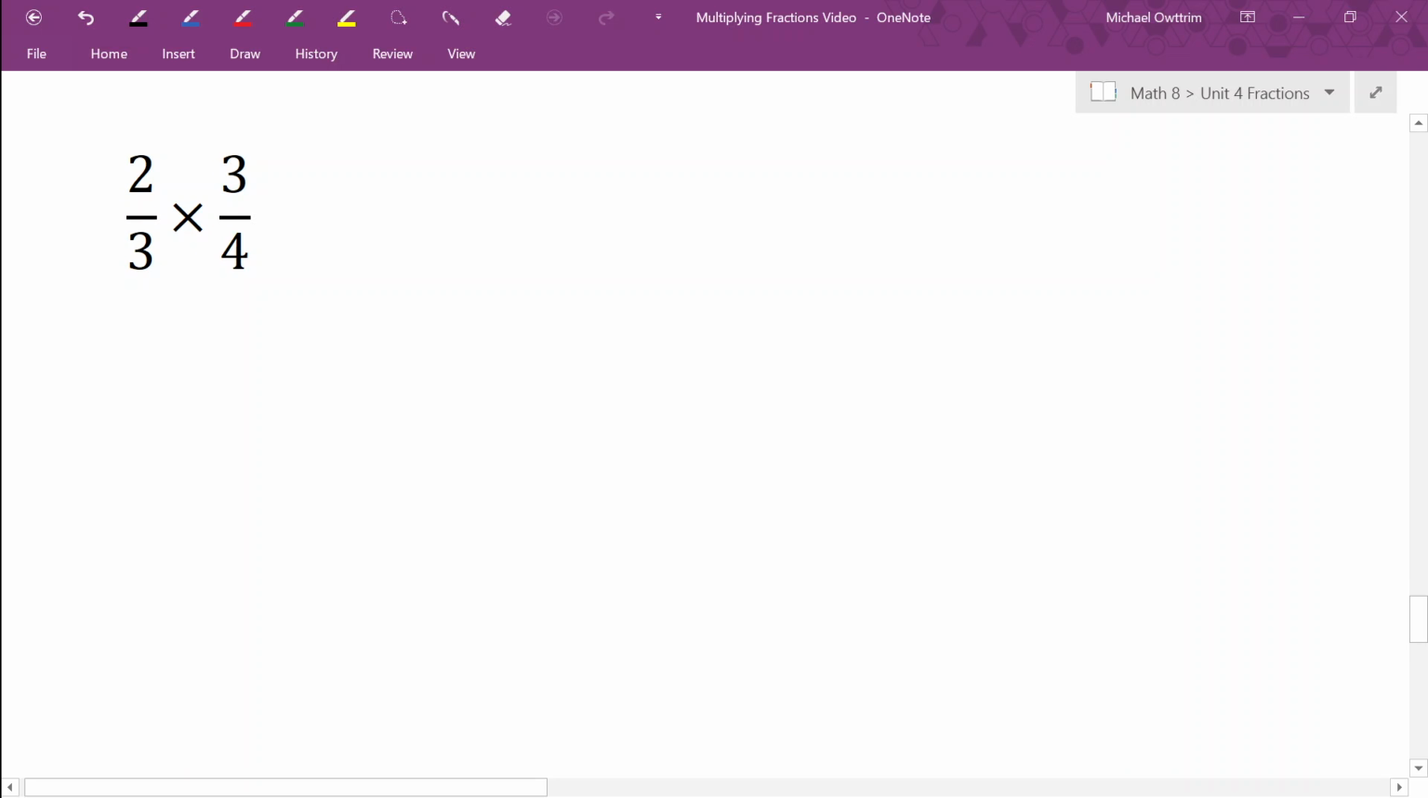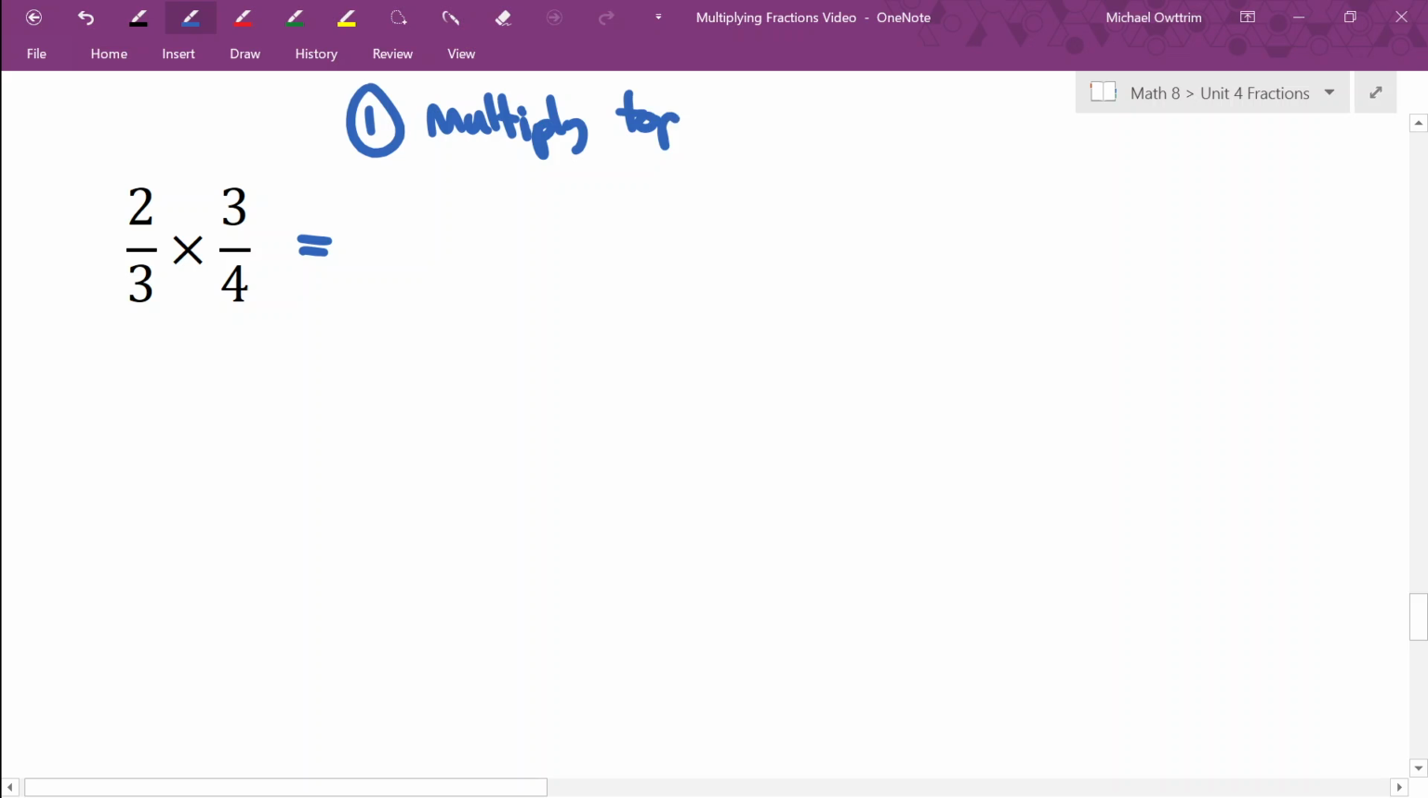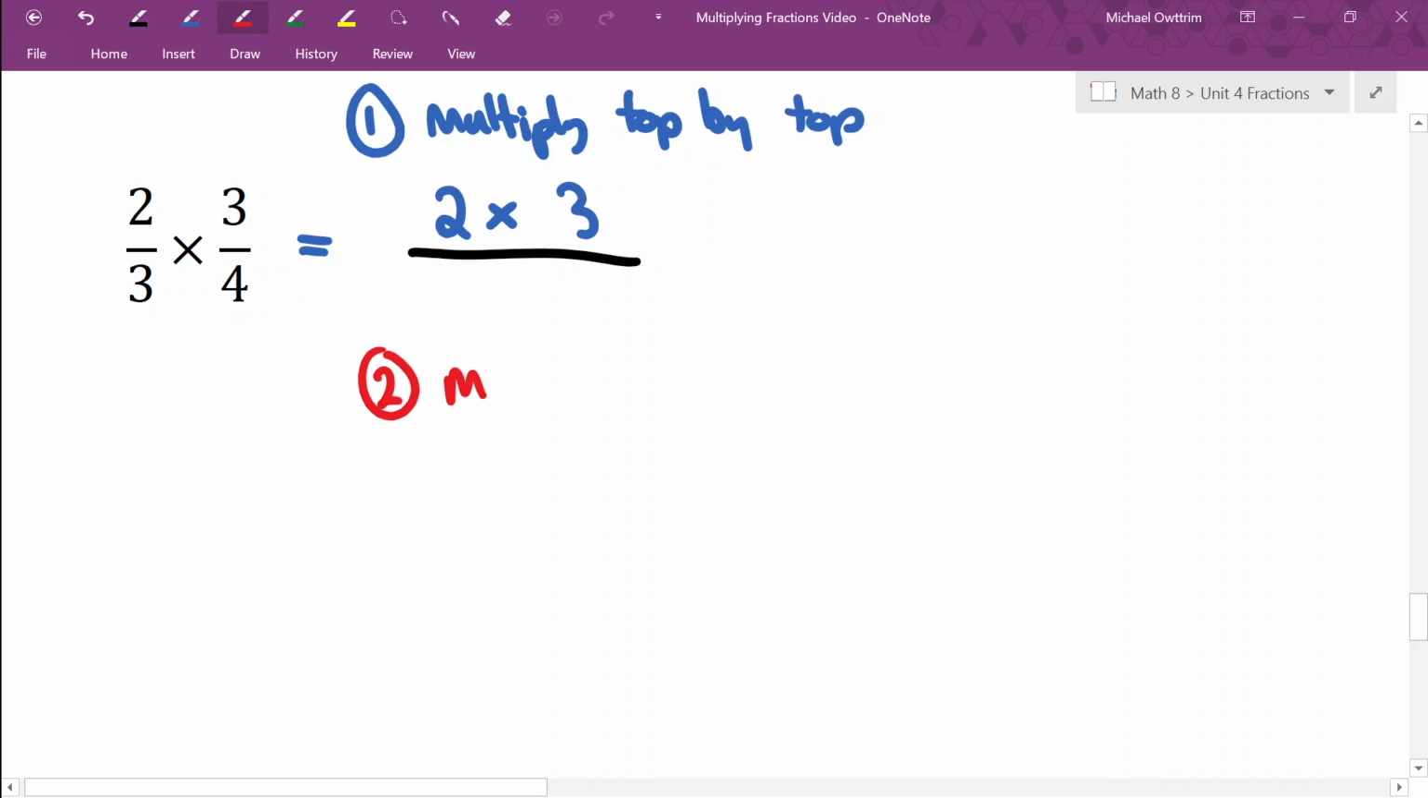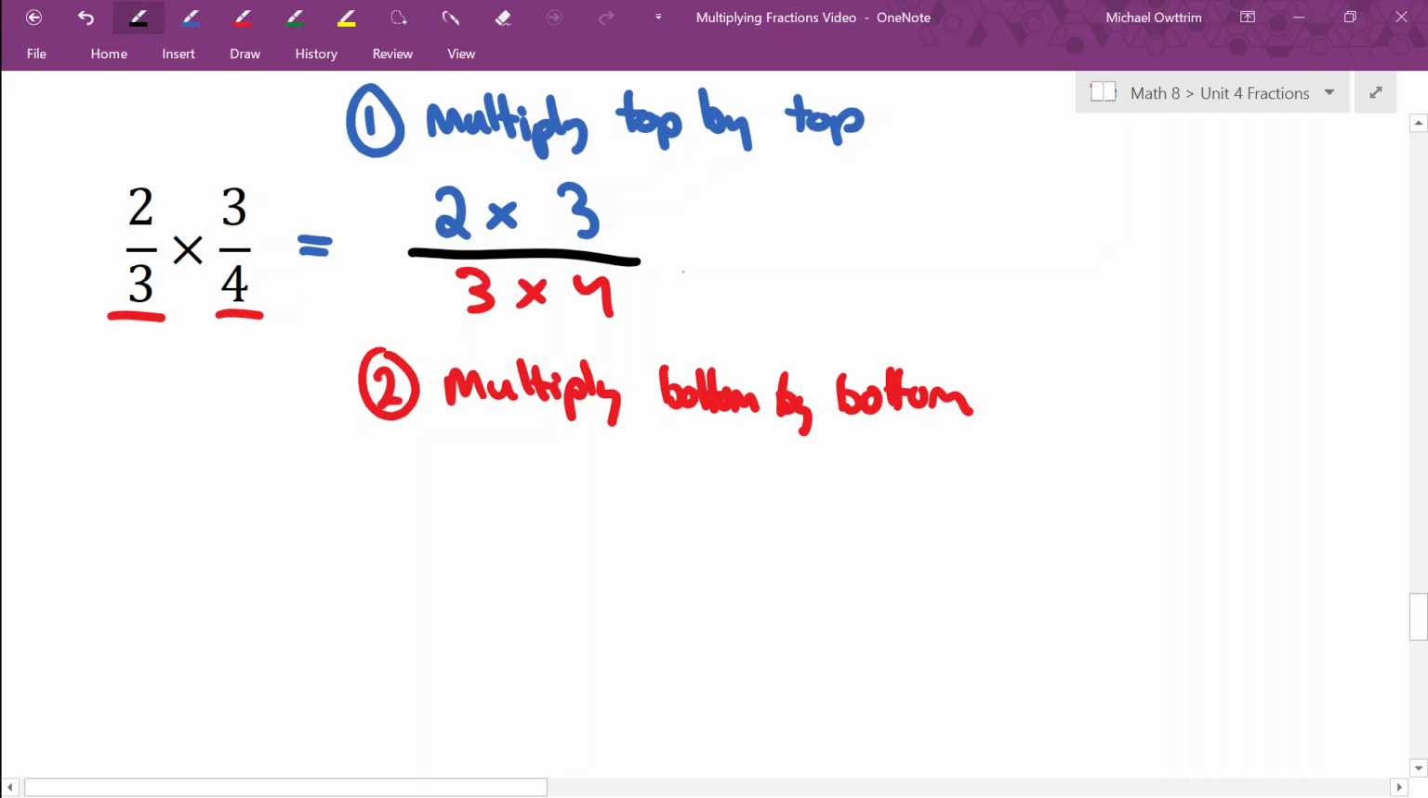First one here we have is 2/3 times 3 over 4. If I look at these fractions, I can't reduce them in any way, and neither of them are whole numbers. So I'm going to go ahead and just go right into step 1, multiply the top by top. So I'm going to do 2 times 3. Those are my top numbers. Step 2 is multiply bottom by bottom. And obviously I've got a 3 and a 4 on the bottom. And I'm going to do those multiplications. 2 times 3 is 6, and 3 times 4 on the bottom there is 12.